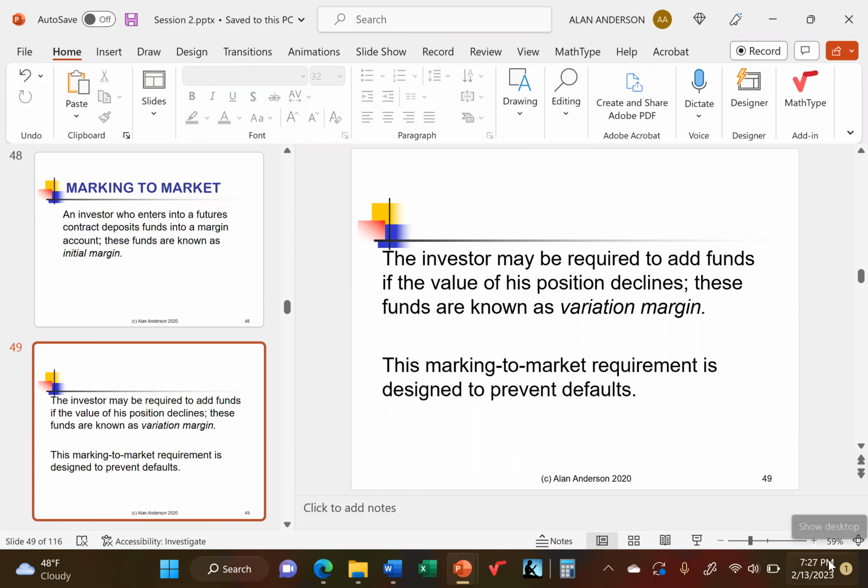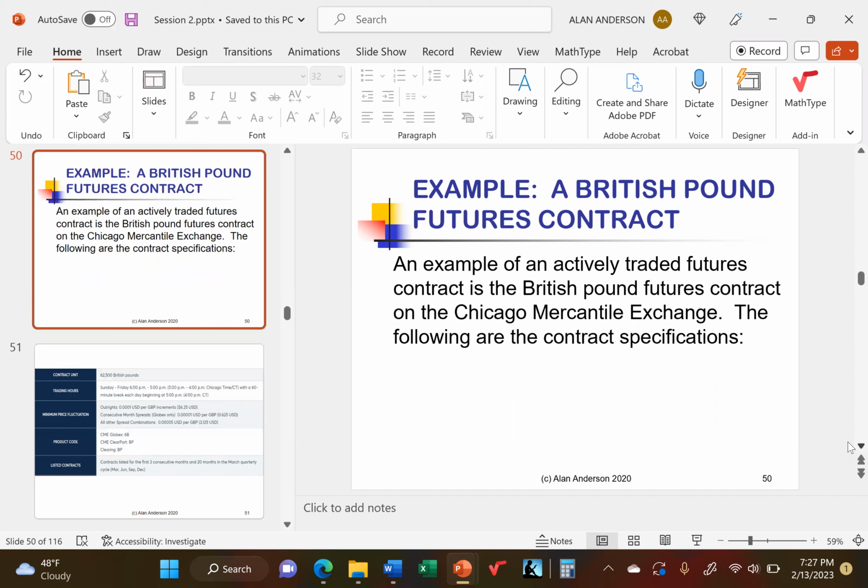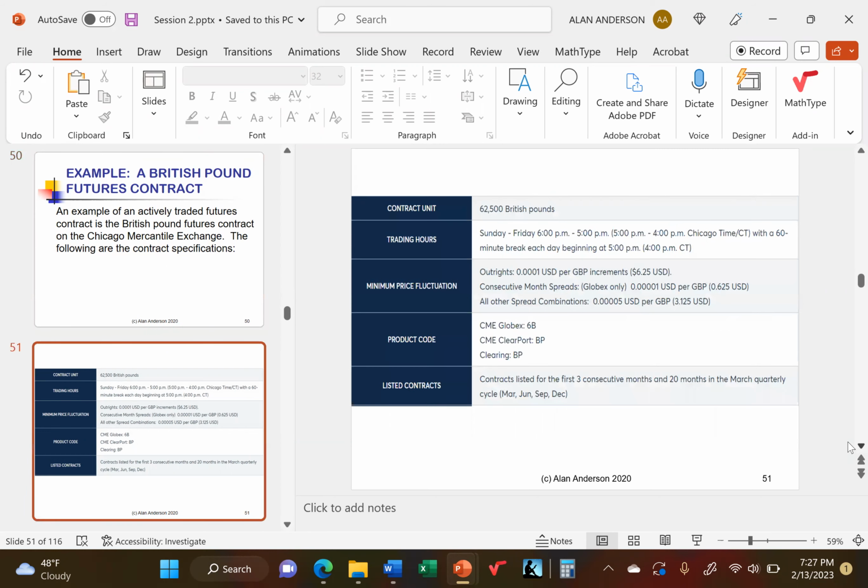Now, I think I have a numerical example here somewhere. Yes, I do. Very good. So here is the British pound futures contract at the CME, and these are the terms and conditions. If you notice, one contract is for 62,500 pounds. That's a lot of pounds. And this is one of the reasons why it's so helpful that we can get out of this contract, because you may only want to hedge a much smaller amount of pounds, but this is all they have. So you can enter into one of these contracts with the understanding you can get out of it if you need to.